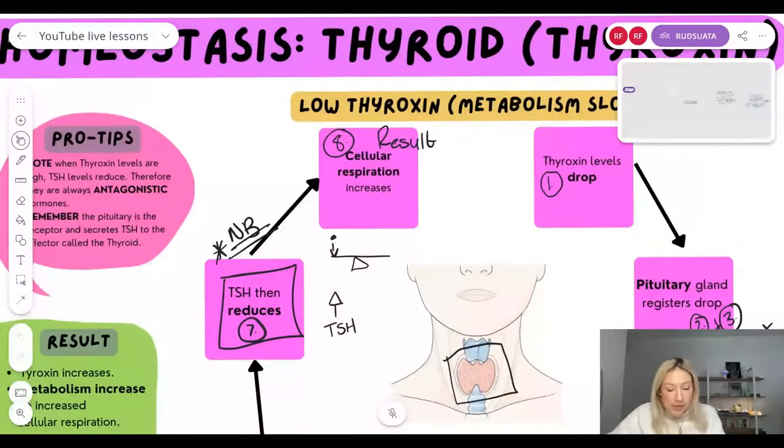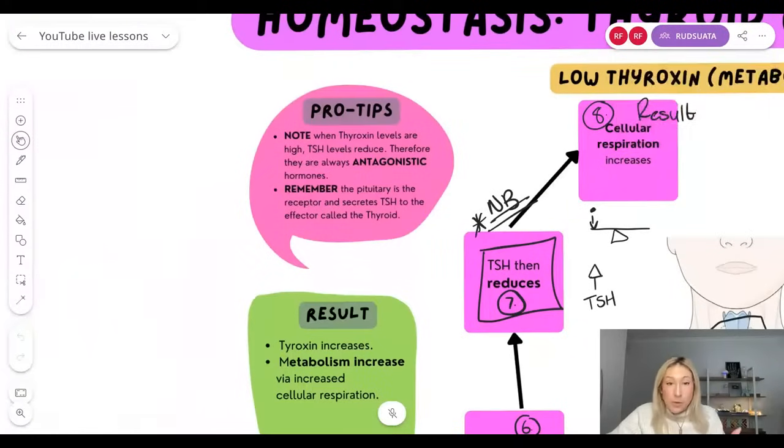Now, some top little things that I do include in the study guide are pro tips. These tips over here are mostly for when you write exams and ultimately why you don't get full marks. So, for example, note when thyroxine levels are high, thyroid stimulating hormone reduces. As I just said, when one is up, the other is down. Therefore, they are antagonistic. Remember, the pituitary is the receptor and it secretes the thyroid stimulating hormone to the effector called the thyroid. Just keep those two in mind.